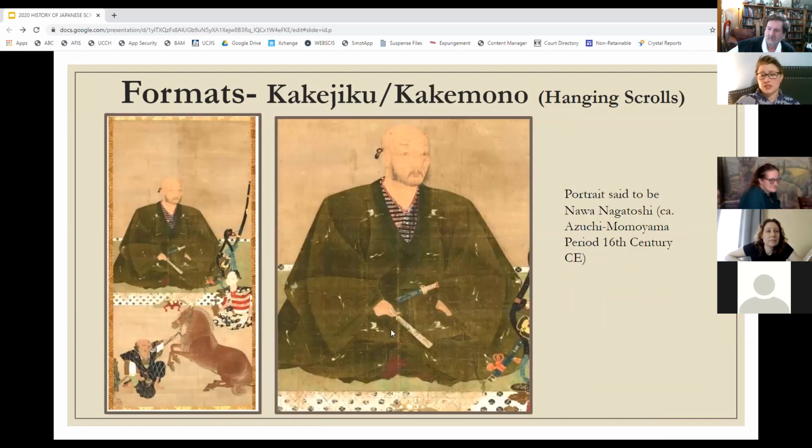This is the portrait said to be of Nawa Nagatoshi. I like this portrait because it has more than just one person in it. Who knows if this was his son or his man-at-arms, his manservant. I don't know, but he certainly liked his horse. So kudos to him. And he has a sweet sword in there too.